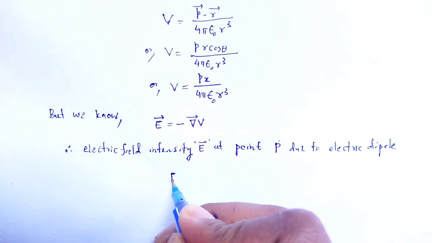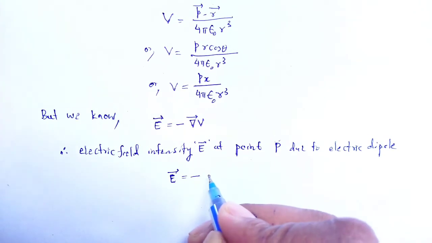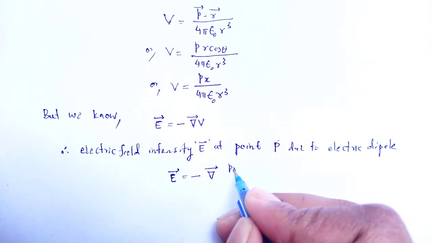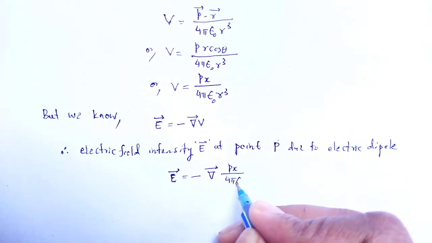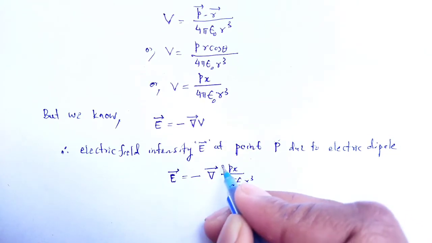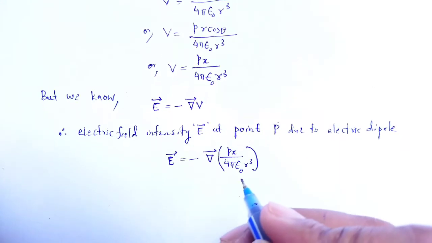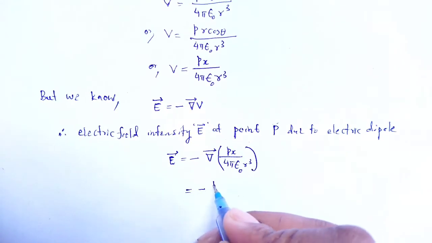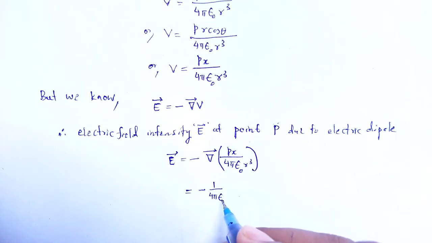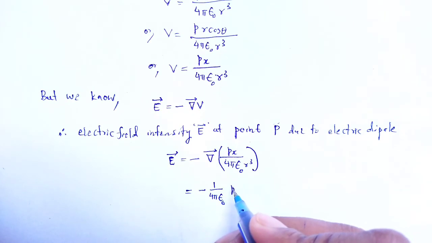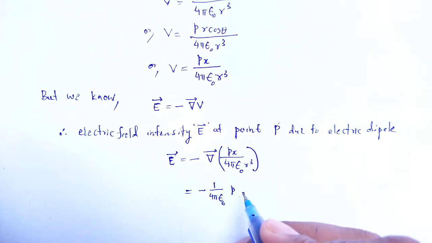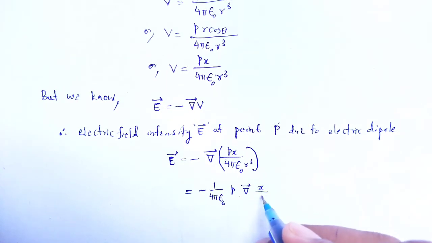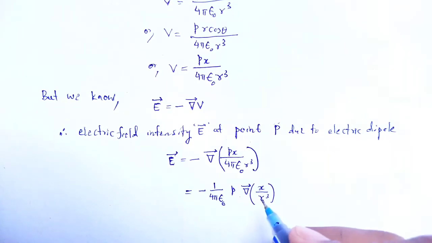That E is equal to minus grad of the expression of potential, that is p x divided by 4 pi epsilon naught r cubed. Here we have minus 1 by 4 pi epsilon naught p grad of x by r cubed.